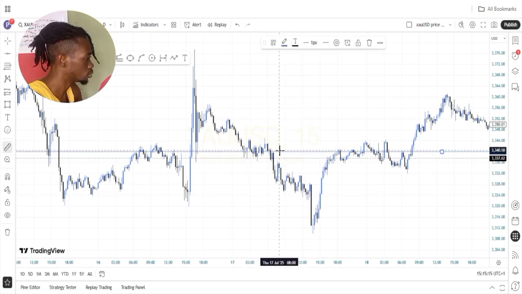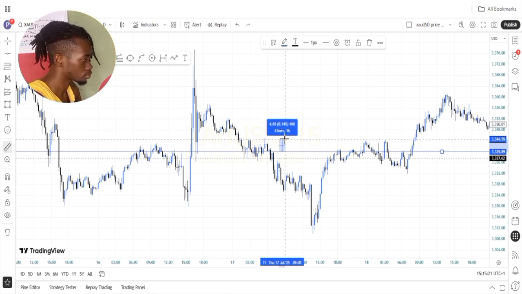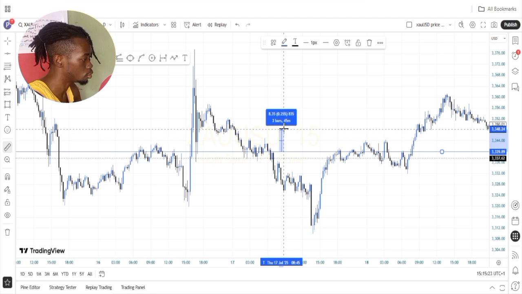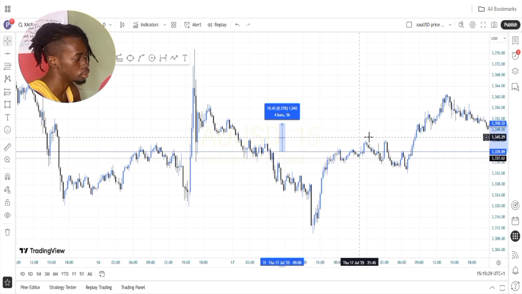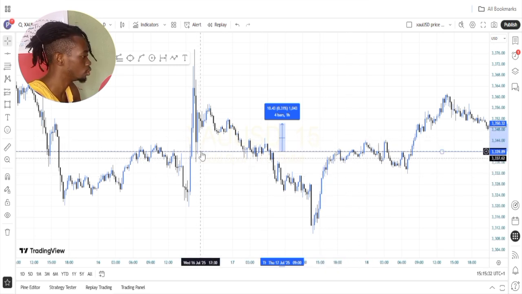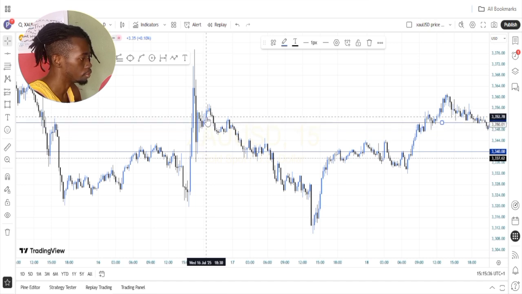Then we take our ruler tool and we mark 50 pips from that, upwards and downwards. So 100 pips from there is going to be, this is 79, 80, 100. So we expect 100 pips from 3,340 to be 3,350. So we'll take our horizontal line and put it at 3,350.